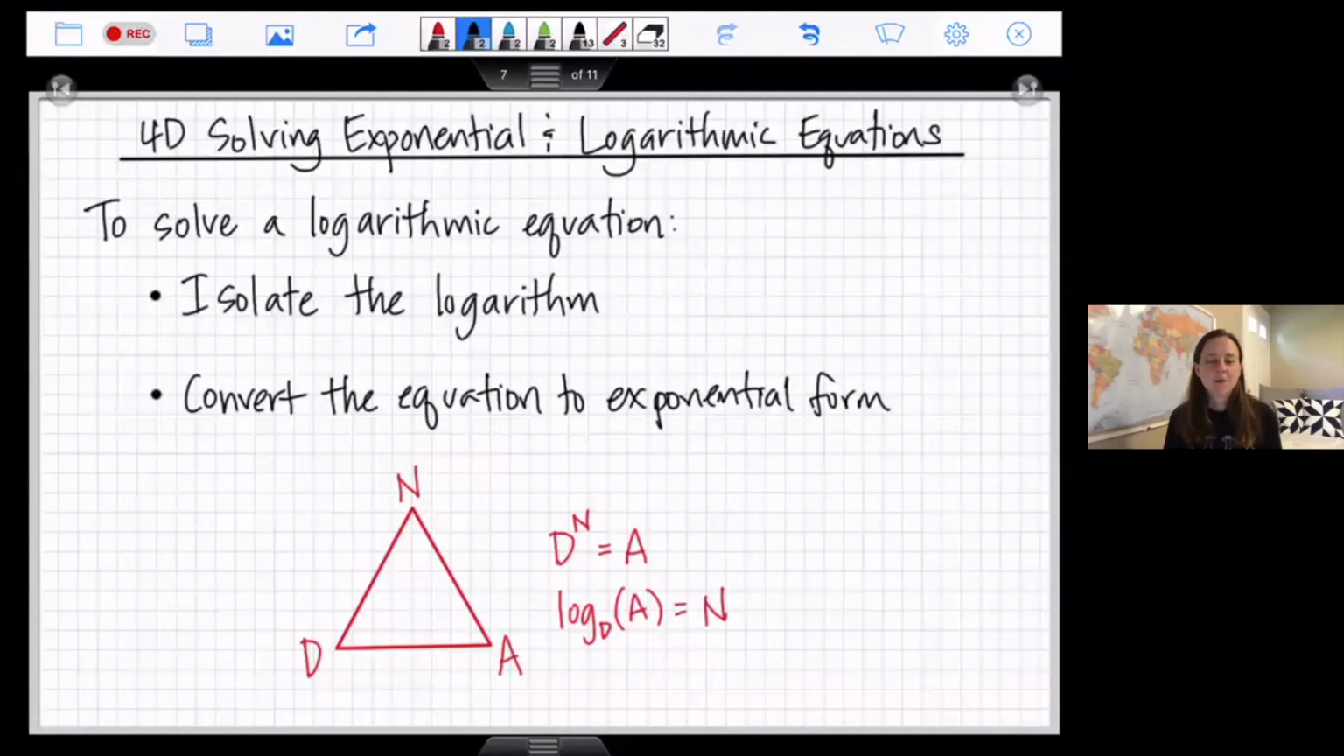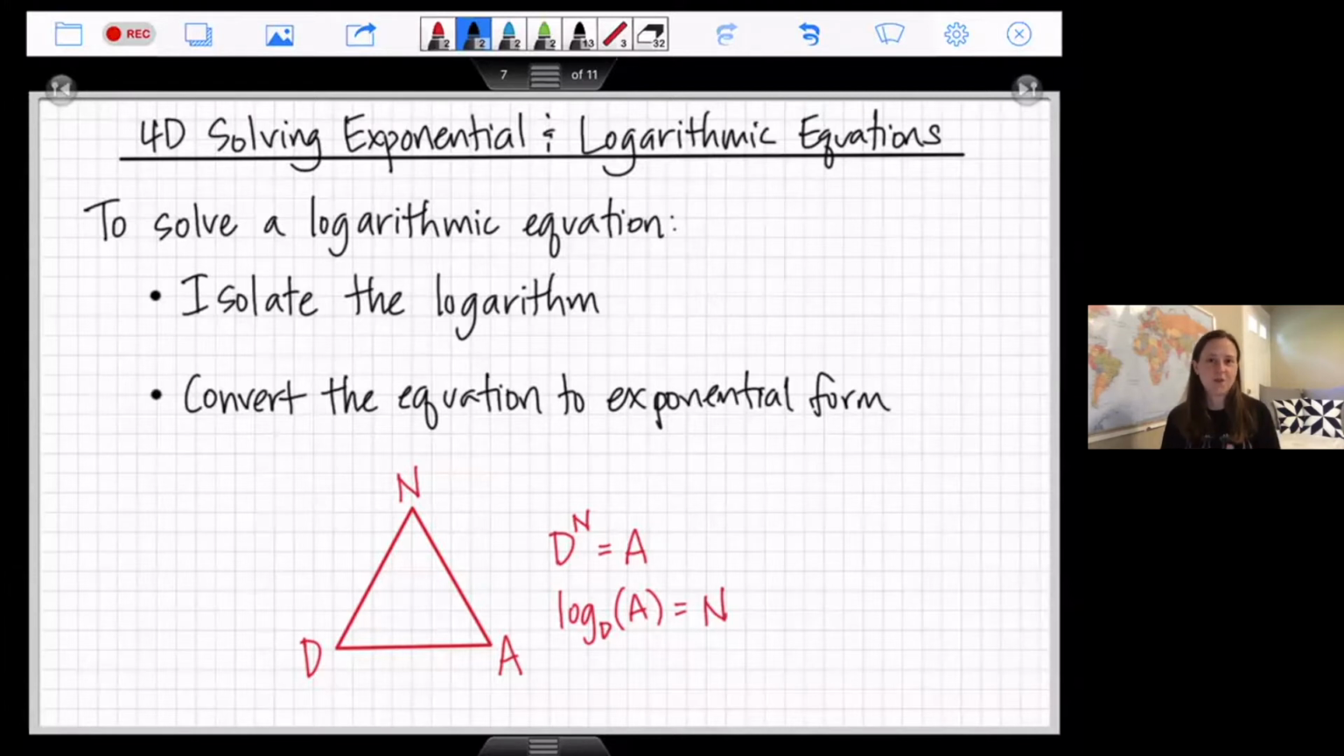Right, so solving log equations is very similar to solving exponential equations. We're going to end up with an equation that's got a logarithm in it. We're going to try to get the thing with the log by itself. We're going to isolate the logarithm, and then we're going to convert the equation into exponential form. And again, we do that for the same reason we take a cube root of a cube. They are inverse operations. Likewise, logarithms and exponentials are inverse operations.